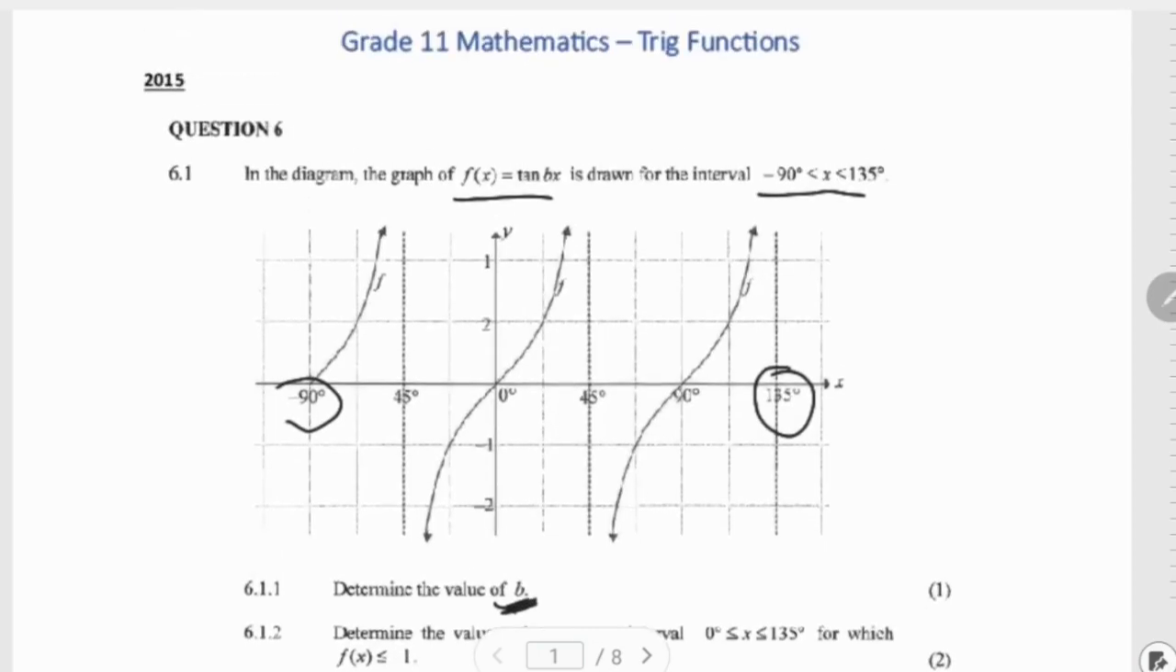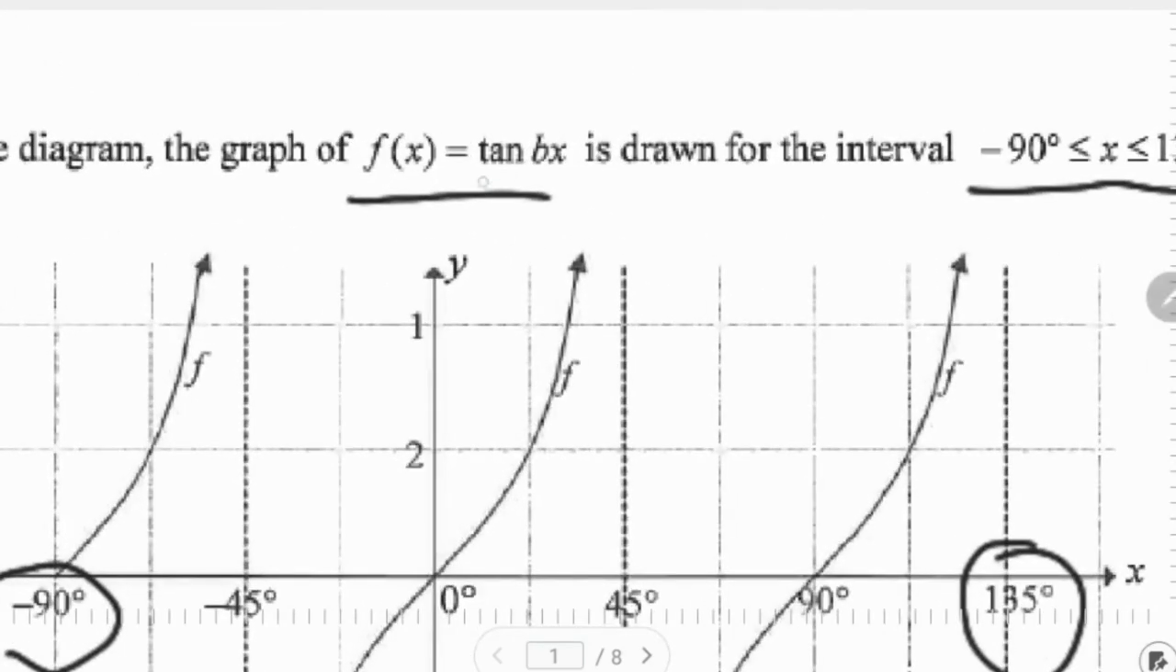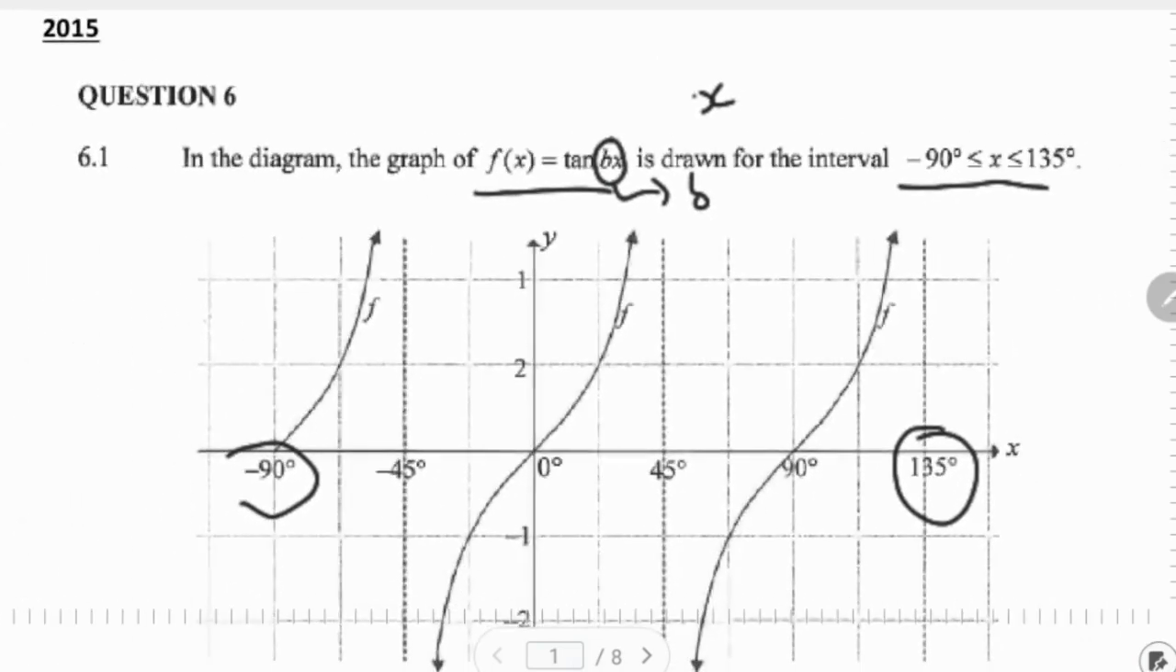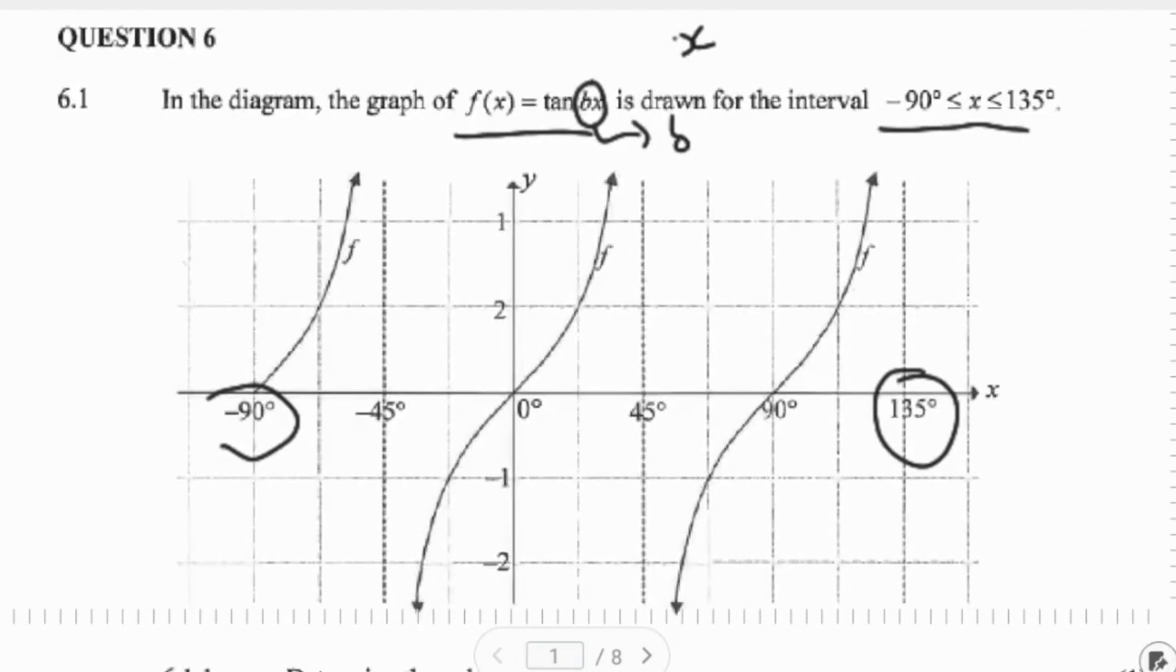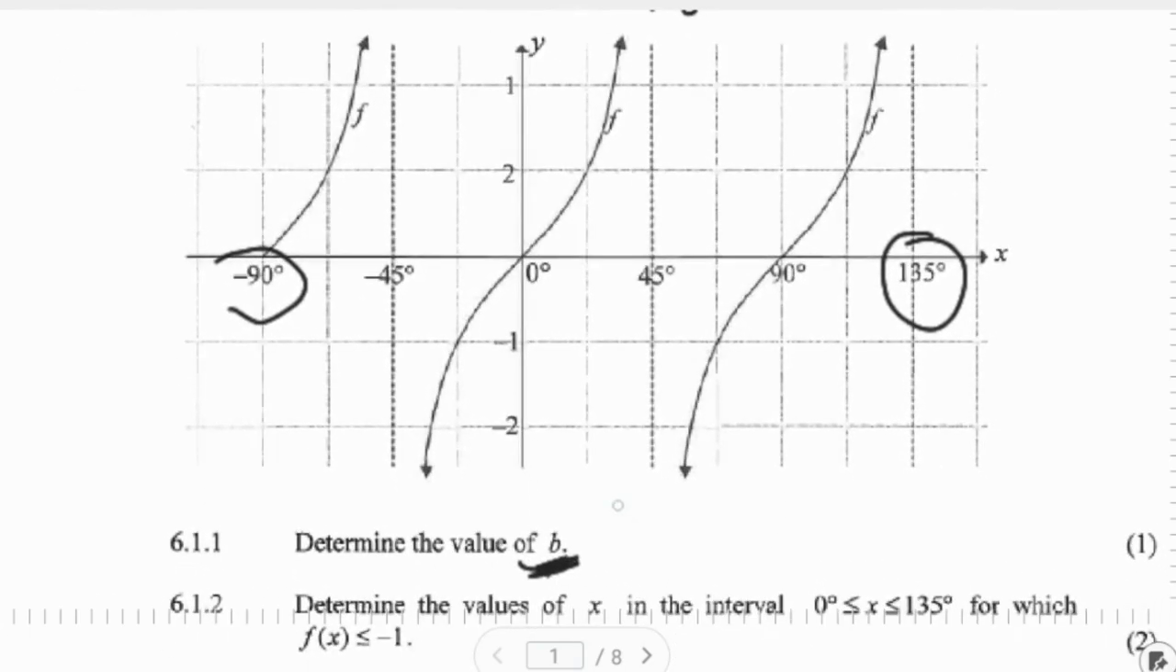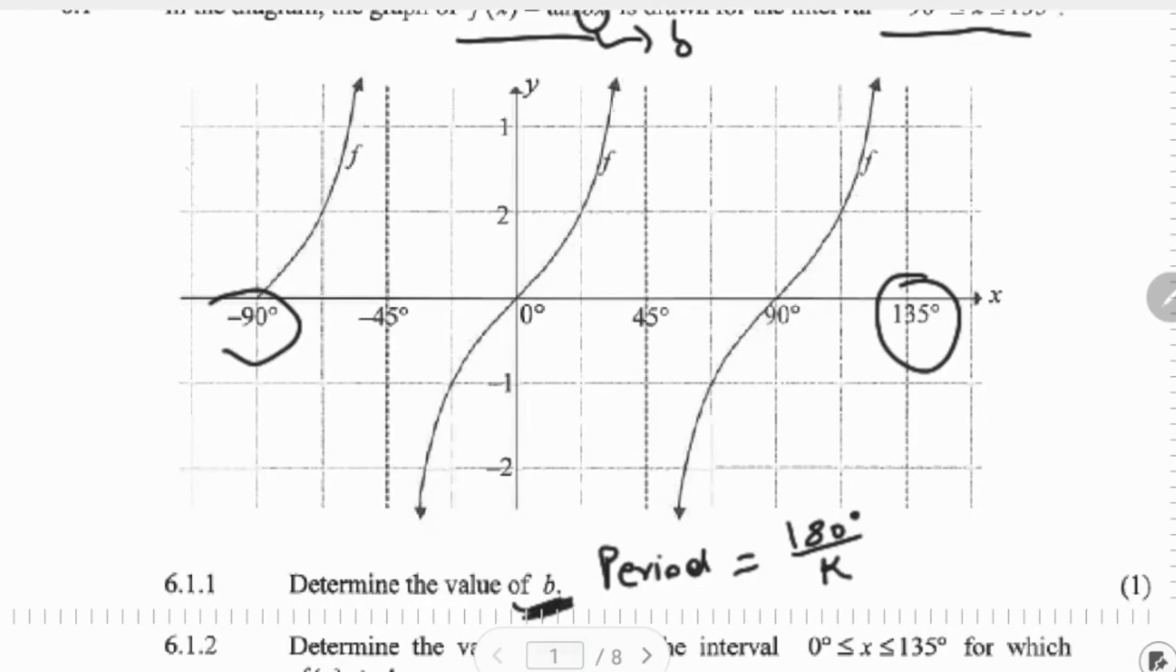Where is b in this case? Okay, so it's tangent of bx. Our angle is x, and the coefficient of that angle is the b that they are looking for. We know that the relationship between the function and the coefficient of an angle is the period. So that's where we start. Perfect. What is the period of a tangent? We know that the period of a tangent is 180 divided by k. So let's substitute what our period is in this case.